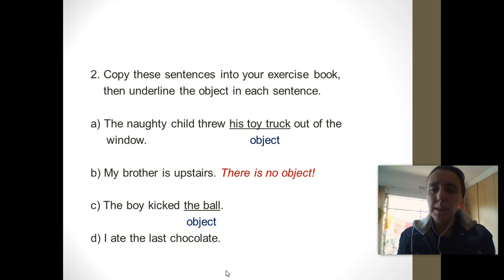The boy would be the subject. He's doing an action, kicked. And what did he kick? The ball. All right, see how I've included the along with ball? Good. Let's see, maybe D will be easier.